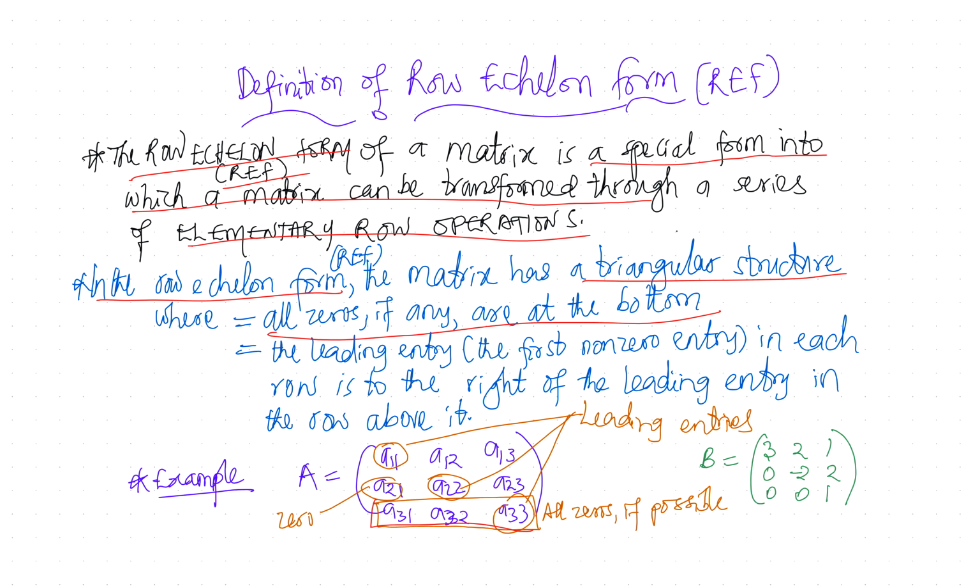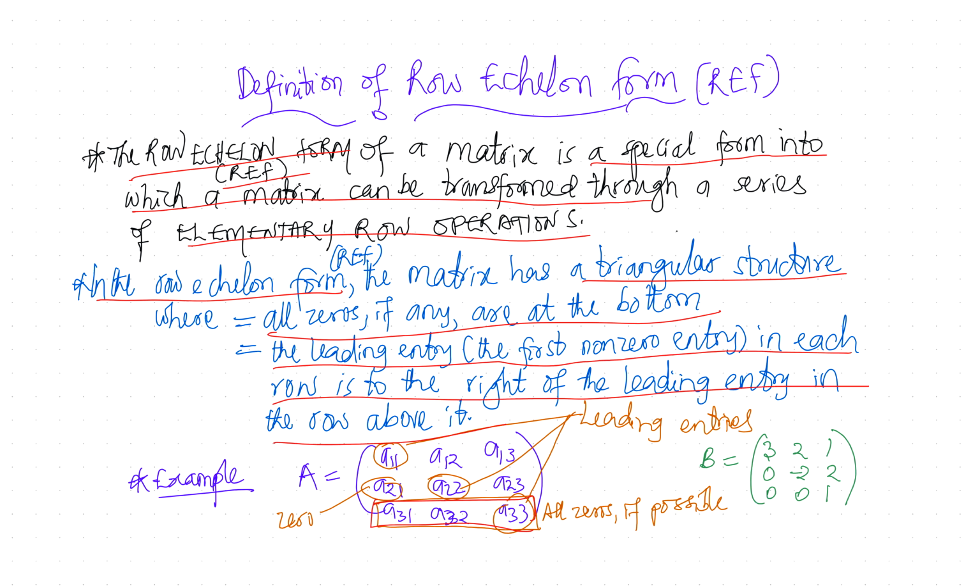If there are two zero rows, they have to be the last two rows. Here you can even have a 100 by 100 matrix. So in echelon form, all the zero rows are at the base of the matrix. That's one. And the second condition is that the leading entry, which is the first non-zero entry in each row, is to the right of the leading entry in the row above it.